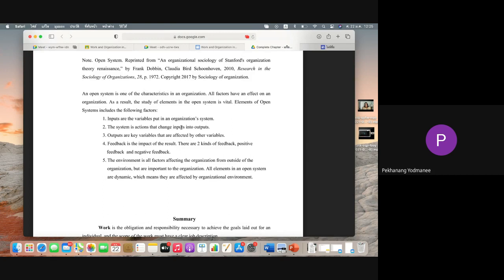Okay, I want to show an example of this system. For the first one, input. Input just means the variables that you put in the organization system. For example, I can show an example about the Toyota Motor company. Okay, Toyota Motor is a company that makes cars.